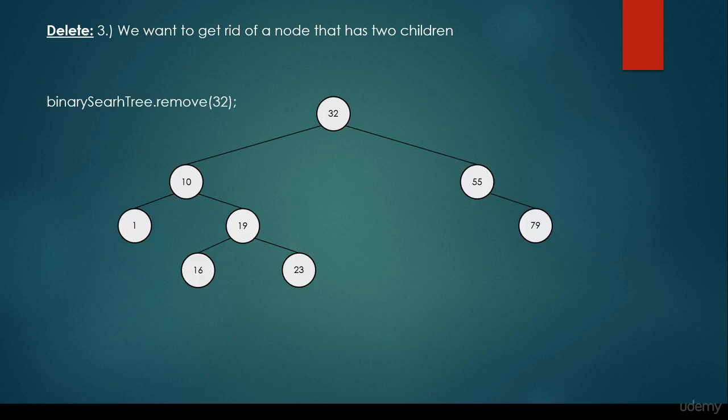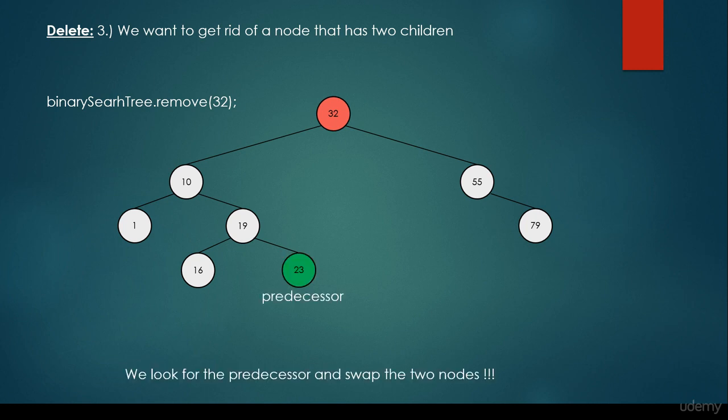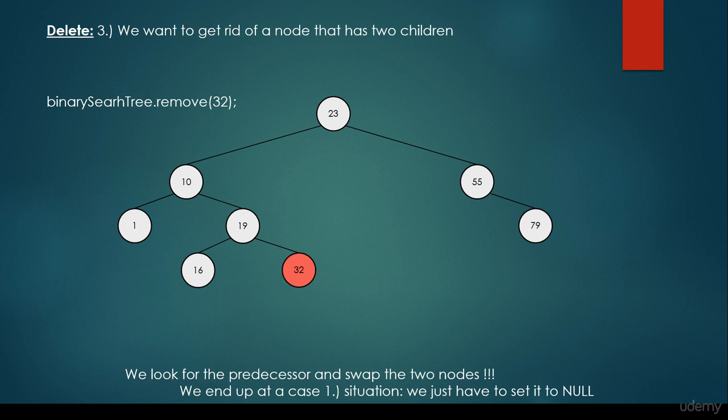Okay, then what if we would like to get rid of nodes with 2 children, for example the 32? Then we have to look for the in-order predecessor or the successor. We are going to consider the predecessor, which is the greatest item in the left subtree. So this is the predecessor. We have to swap the 2 of them, and basically here we are able to reduce the problem to an already considered one, because now we have to call the delete method recursively, and this time this node 32 is a leaf node, so we just have to set it to null.